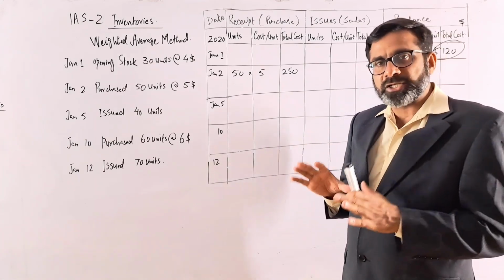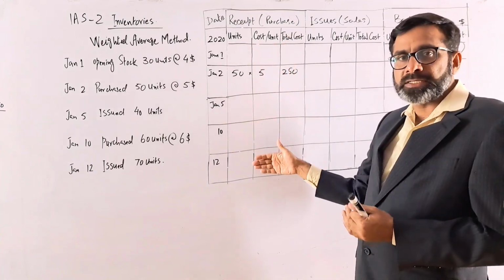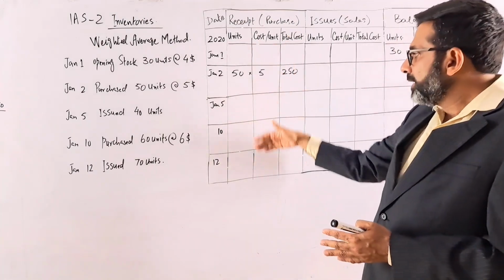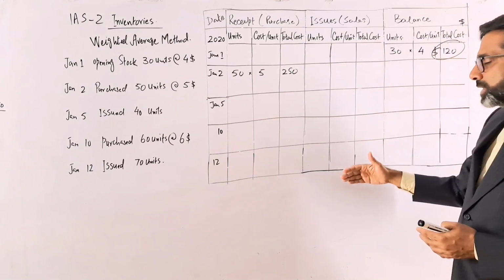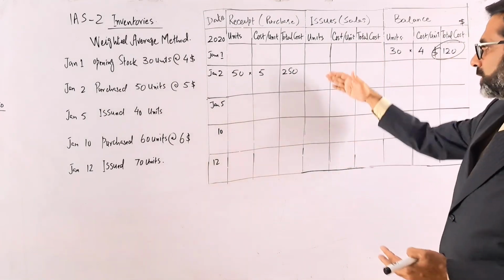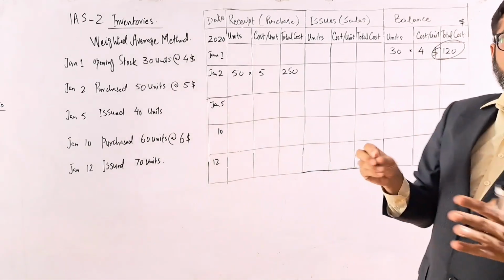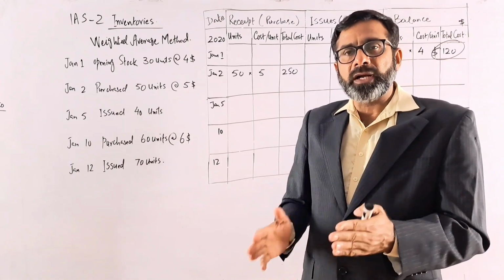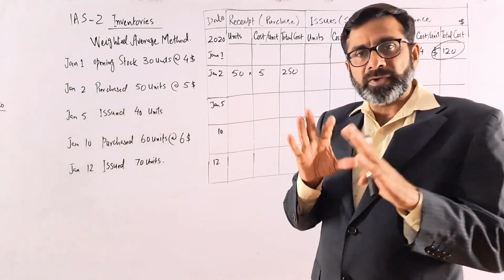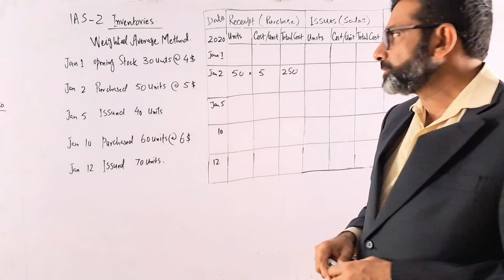We have three main sections. All the receipts, normally the purchases, are recorded in the first section. Then all the issues are recorded, meaning any sales or any issue to the production department. And then the balance: after receiving there is an increase in the balance, or after issuing there is a decrease in the balance. Whatever balance is available is written in the last section.